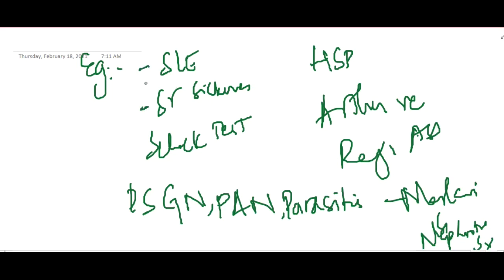which are SLE, serum sickness, Schick test, Henoch-Schönlein purpura, Arthus reaction, Raji assay, then post-streptococcal glomerulonephritis, polyarteritis nodosa, parasites. In the parasites, we have malaria causing nephrotic syndrome. So this is type 3 hypersensitivity reaction.